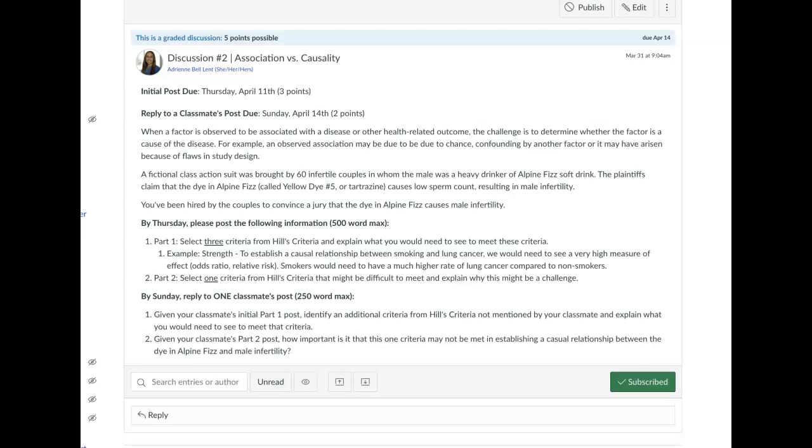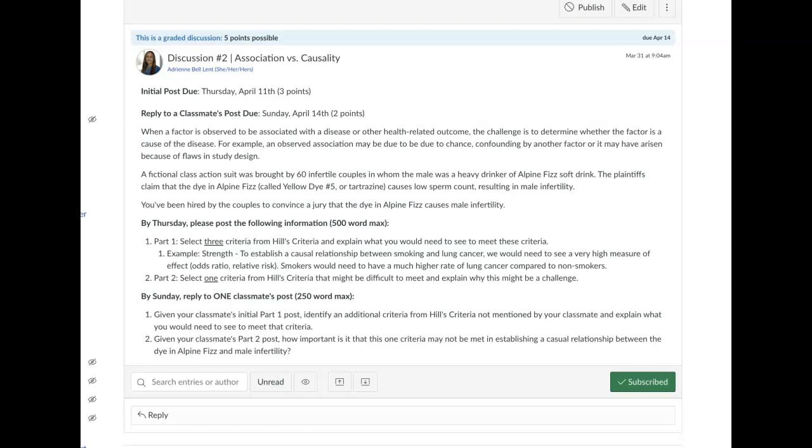For the second part, you're going to select one criteria from Hill's criteria that, given this scenario, it might be really difficult to meet, and explain why that might be a challenge. And then by Sunday, you need to reply to just one classmate's post.